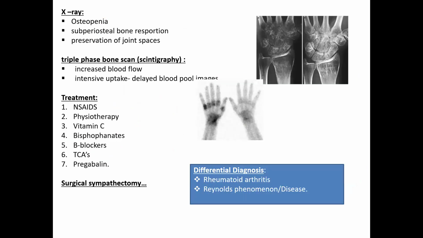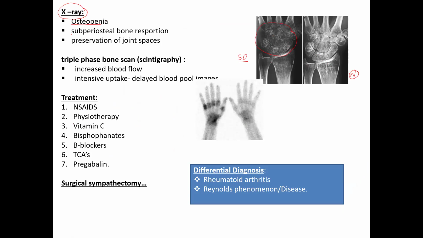So how will you diagnose it? We do an X-ray. Basically it is a clinical diagnosis, but for confirmation, you can take the X-ray. The X-ray will show osteopenia. Here you can see a comparison of the normal bone and the patient who is having Sudeck's dystrophy. If you see, there is complete osteopenia of the carpal bones.